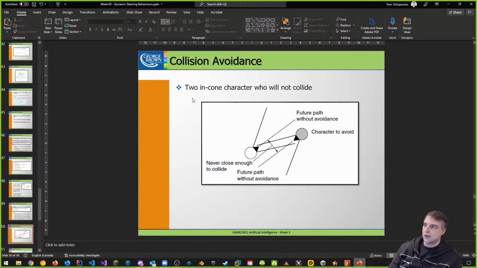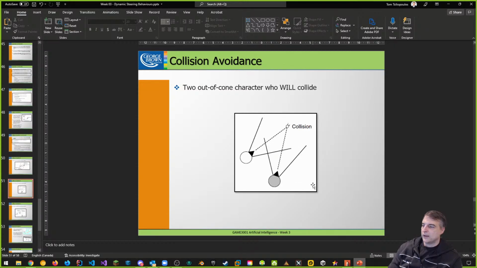So this is a two in cone character who will not collide, right? But what about if I have something like this? So I don't have any character in there. I can't detect the other person's cone. That's not what I'm doing, right? But we're moving kind of in the same direction, kind of to a collision point, right? It might happen, right? So two out of cone characters who will collide. It's going to happen because we're moving in the same direction, right? So this is a problem when it comes to collision avoidance.